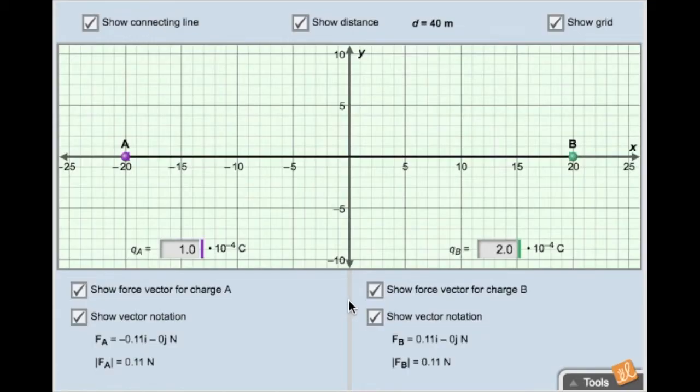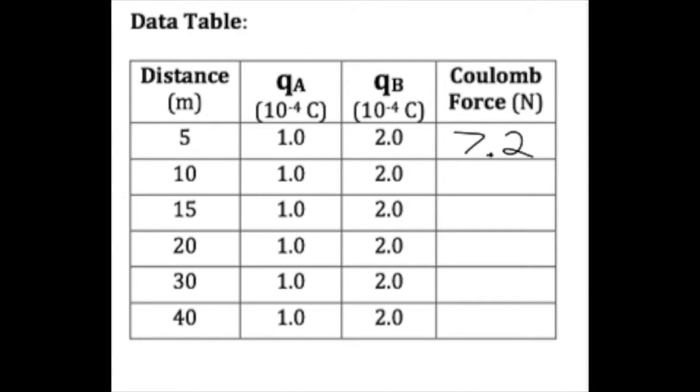Let's begin by setting the size of charge A, called QA, as 1 times 10 to the negative 4 coulombs, and the size of charge B, called QB, as 2 times 10 to the negative 4 coulombs. When the charges are 5 meters apart, the strength of the electric force between them is 7.2 newtons. Newton's third law says for every action force, there's an equal but opposite reaction force. So the force from A on B is the same as B on A, which is why they're both 7.2 newtons. We can put that number on our data table.